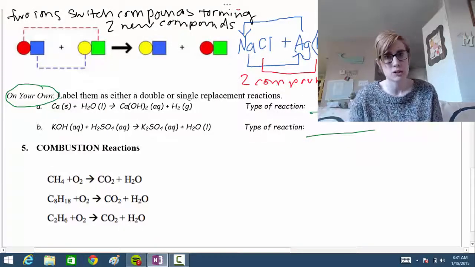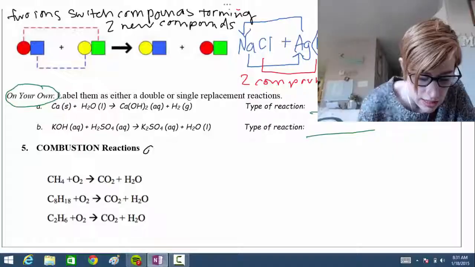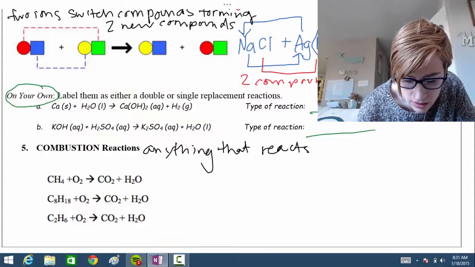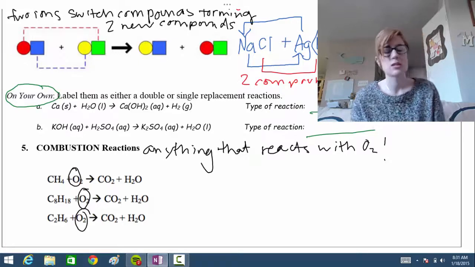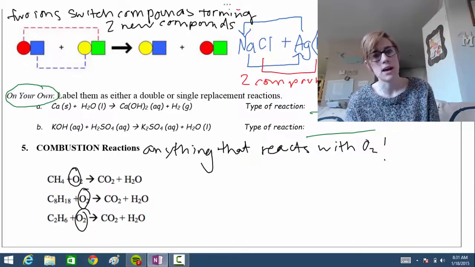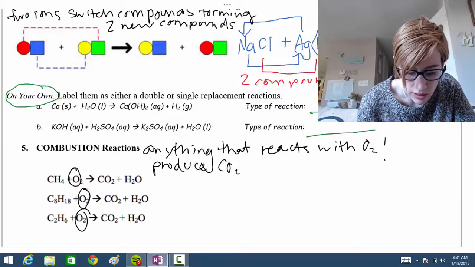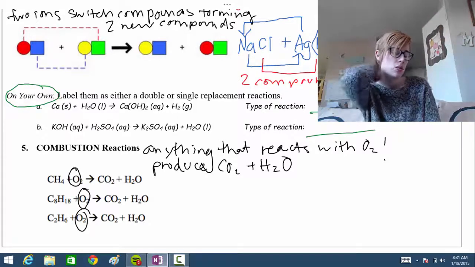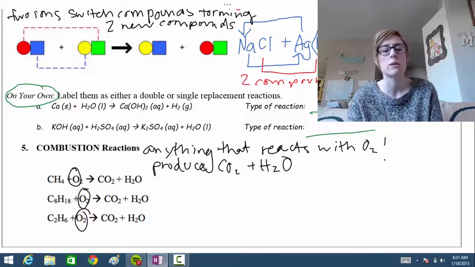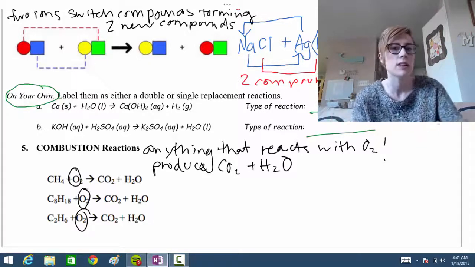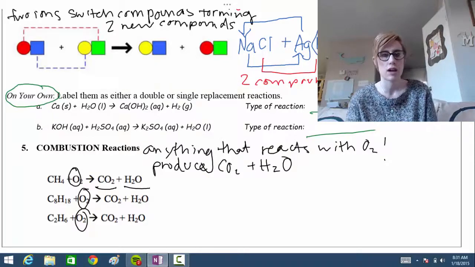Okay, now that you're back from doing your on your own problems, let me define combustion reactions. Anything that reacts with oxygen. If you have something reacting with oxygen, it's always going to produce heat, and most of the time, in our class, it'll be all of the time, you produce CO2 and water. Other classes, like when you get to college chemistry or AP chemistry or pre-AP, you'll learn that carbon dioxide and water aren't always produced, but in our class, we're going to pretend that anytime you have a combustion reaction, you produce carbon dioxide and water every single time, okay?